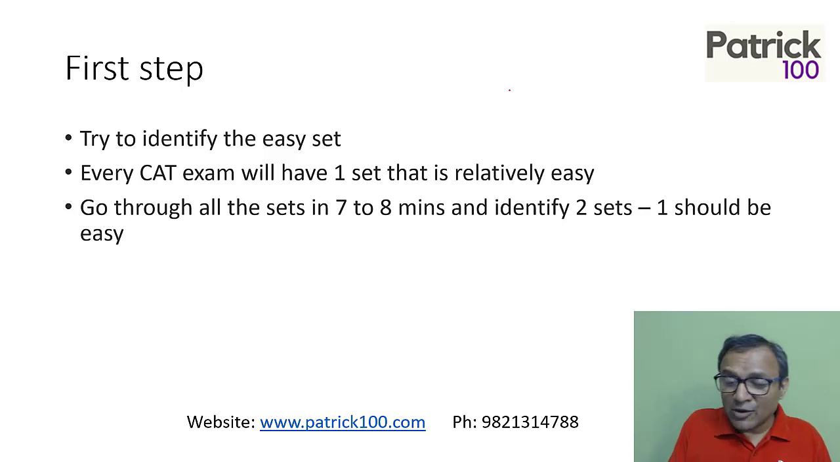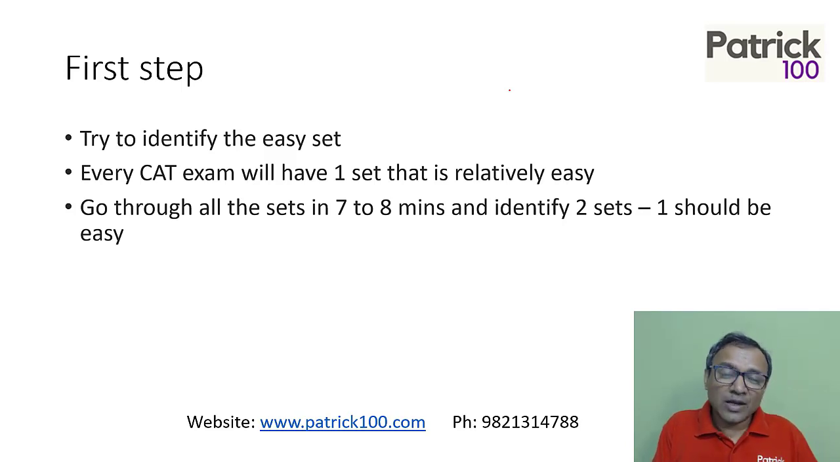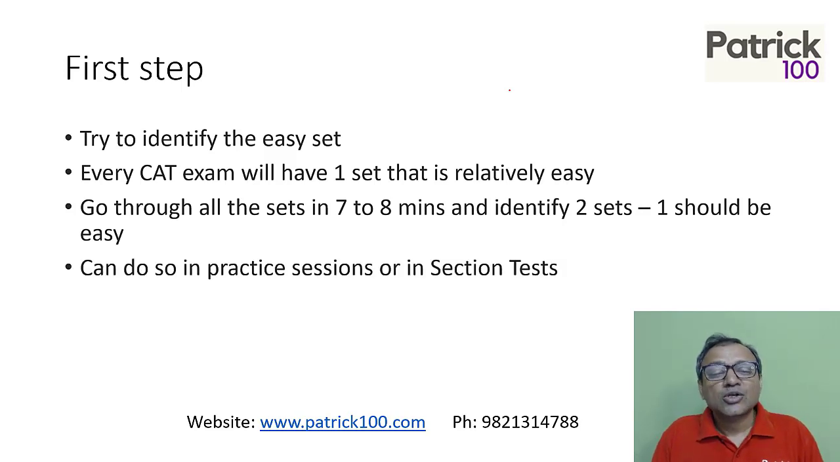If you can reduce the 7 to 8 minutes to maybe 6 minutes or 5 minutes, great. But I don't think you should reduce below 5 minutes, because then you'll not have enough time to gauge the difficulty level of the set. But yeah, this is what you should do. Nothing else but try to identify easy sets. You can do so in practice sessions: pick up 4 sets, look at them and pick the easy set. Or you can do it in a section test, whichever way you want.